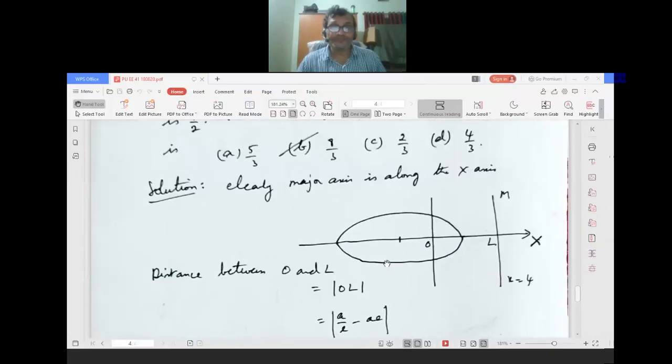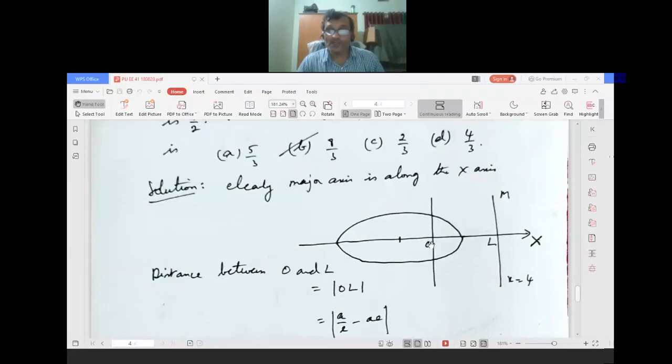Now here, this is the major axis, and this is the minor axis. The focus is along the major axis. If I take the origin, the x axis and the y axis, the focus is at the origin. This is the focus, and the directrix is x equals 4. Here, this is the directrix, x equals 4.